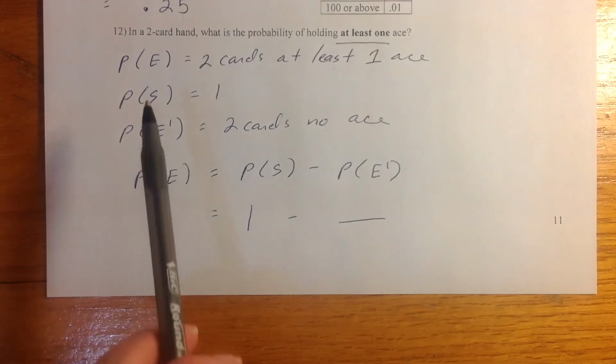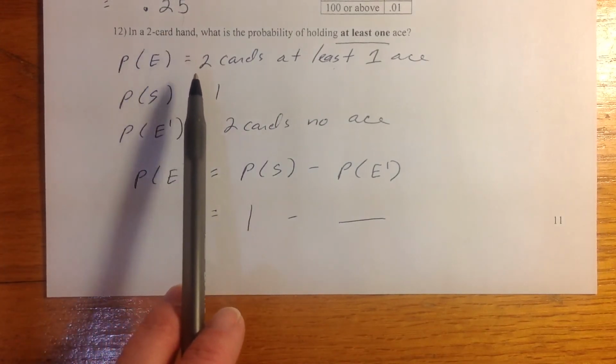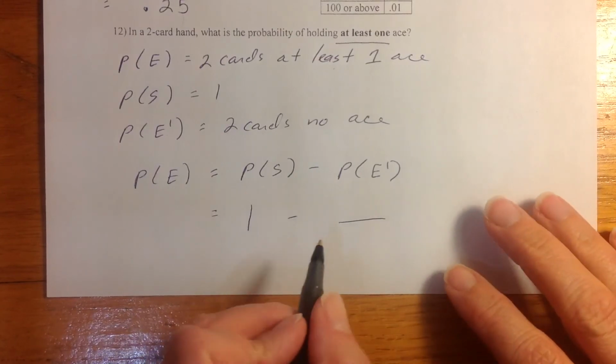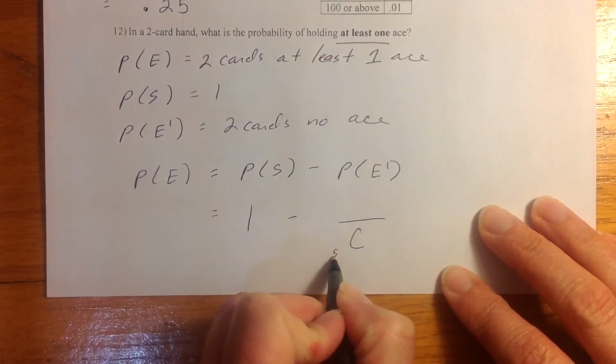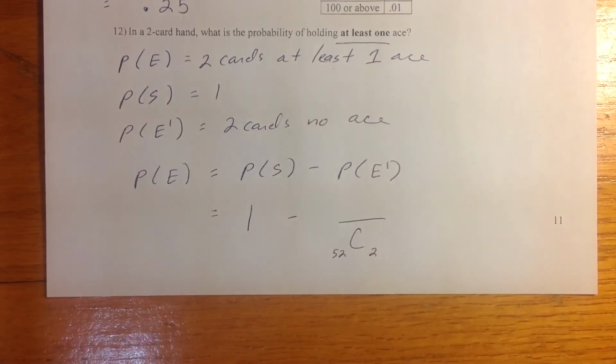Now remember, we're dealing with card hands, and every time we deal with card hands, we use a combination. The bottom is any 52 cards, I need 2. Remember why combination? Because we're not allowed to repeat. Every card's unique, and order doesn't matter how you hold them in your hand.